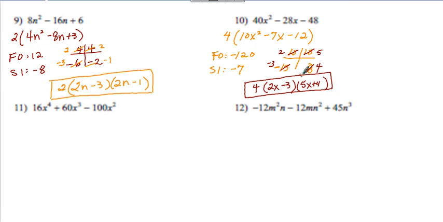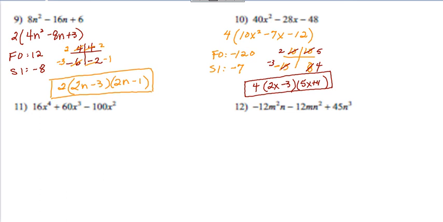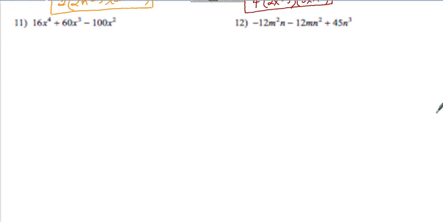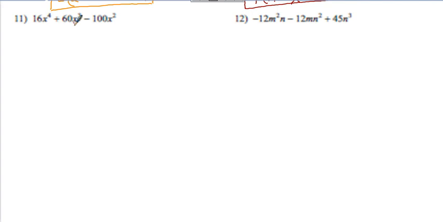Alright, remember when we said it's not just numbers we need to look at when we're searching for a greatest common factor. So that's going to come true here now in number 11. Number 11, you can factor more than just a greatest common factor number. Notice that there is an x squared that is common to all of these. So we can factor out a 4x squared from all of these. Let's see what's left behind. If I divide each term by 4x squared, I'm left with 4x squared plus 15x minus 25.